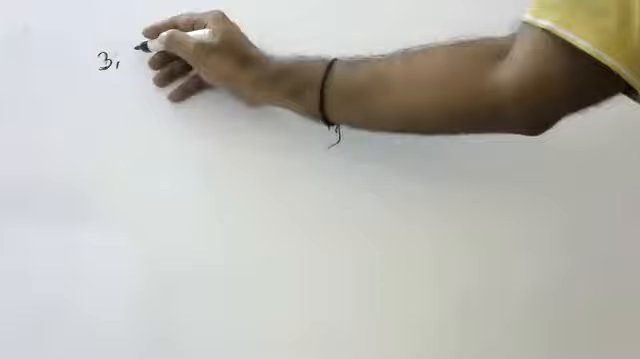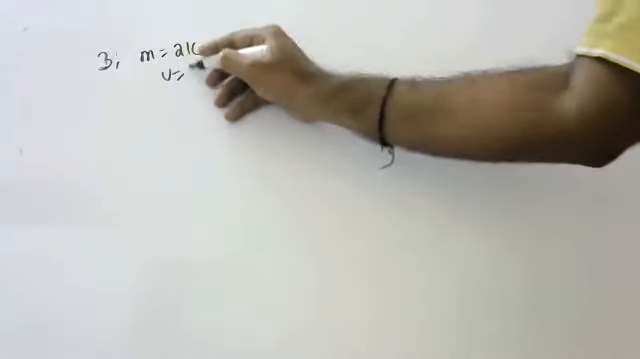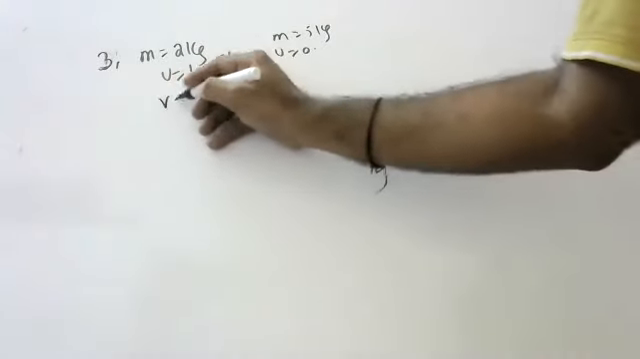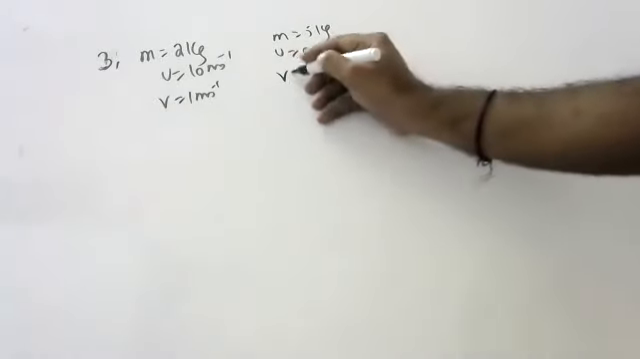Third sum. A body of mass 2 kg, initially moving with 10 meters per second, collides with another body of mass 5 kg, which was at rest initially. After collision, the velocity of the first body becomes 1 meter per second. What will be the velocity of the second body?